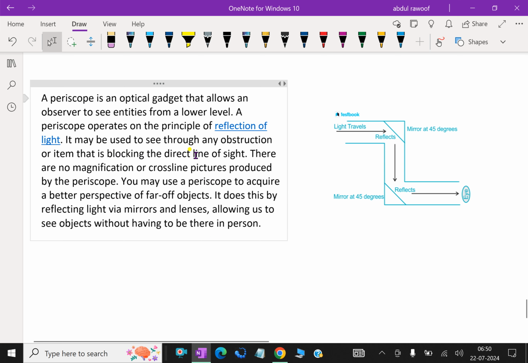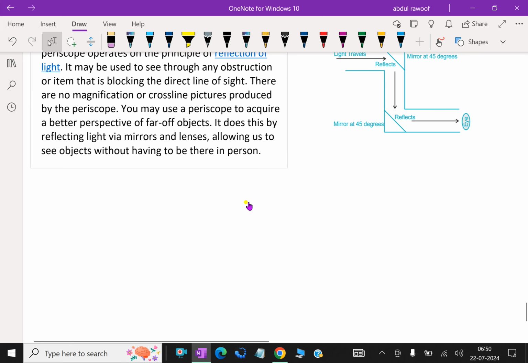It may be used to see through any obstructions or items that are blocking the direct line of sight. There is no magnification or cross-line pictures produced by the periscope. You may use a periscope to acquire a better perspective of far off objects. It does this by reflecting light via mirrors and lenses, allowing us to see objects without having to be there in person.